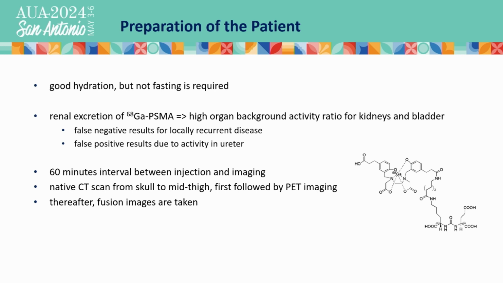It might result in false negative results if you have small locally recurrent deposits, which are then hidden by the bladder, for example, if it's filled with urine and you have all this gallium PSMA in the bladder. There should be a 60-minute interval between the injection and the imaging, and then at first nuclear medicine people usually get a plain CT scan from the skull to the lower extremities, and thereafter you have your PET images, and then you do the fusion of the images.